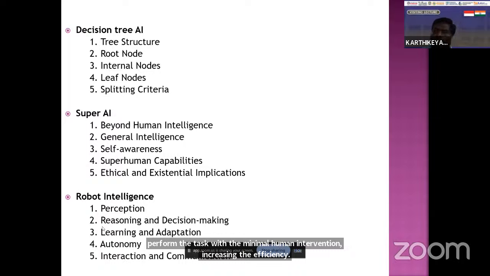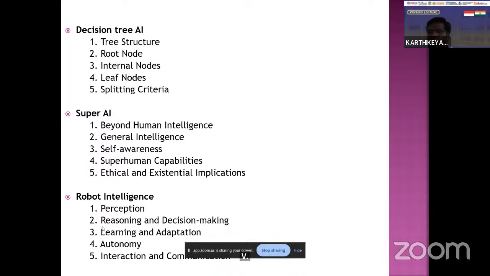And robot intelligence also includes interaction and communication. It includes the ability to interact with humans and other robots through natural language processing, speech recognition, and other communication models. Intelligent robots can understand and respond to verbal commands and other forms of input, and enable collaboration and cooperation in various contexts.